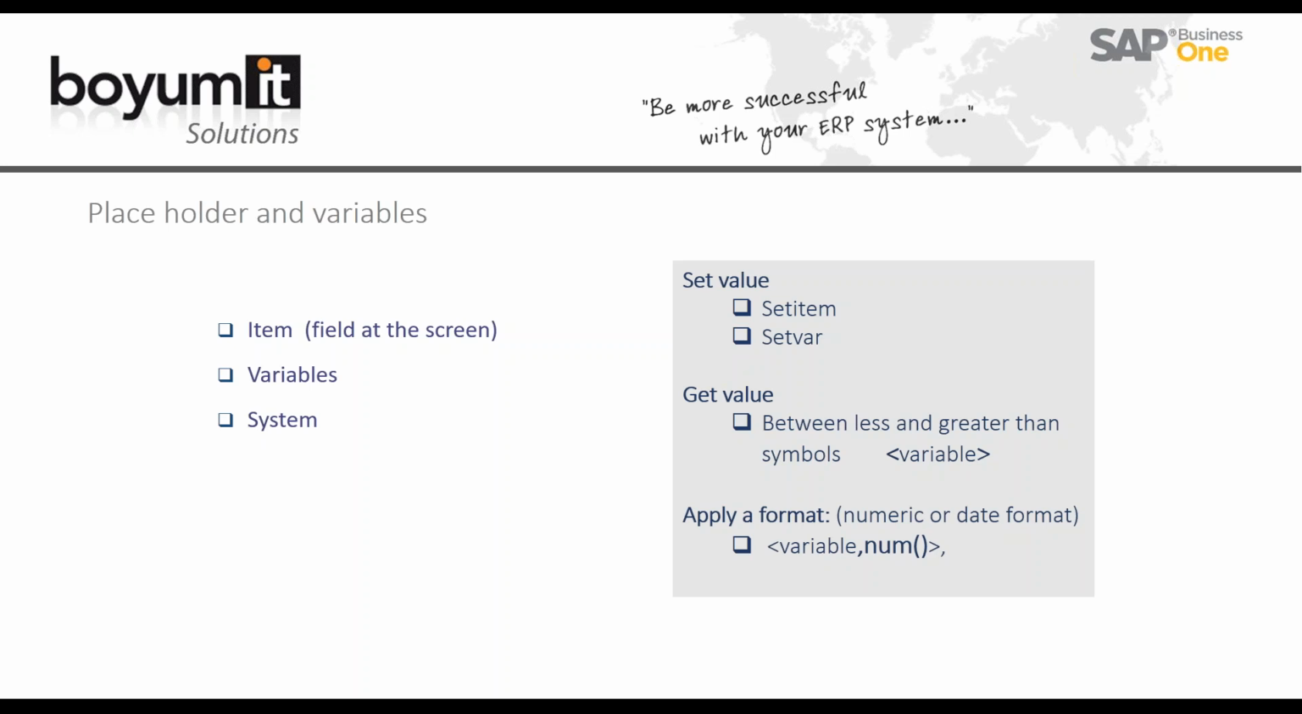And also, we can create our own variables. The way to create our own variable is using the set var. If we want to create our own variable, we use the set var and the name of your variable. When you want to read your variable, you also have to use the signs less than and greater than. This is for any variable on the system, item, variables, or system, you have to use this to read the value.